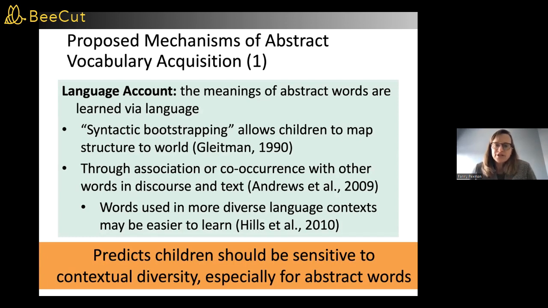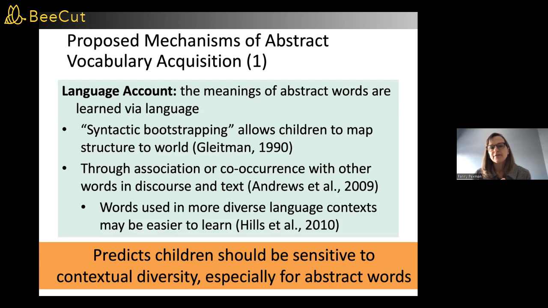That prediction is that children should be sensitive to contextual diversity. Contextual diversity is, in psycholinguistics, something you can characterize computationally, and it's essentially the notion that some words only occur in certain contexts. Physics terms, for instance, may only occur in physics textbooks, but other words, things like belt, occur in many contexts. So it's certainly related to perhaps a measure of ambiguity or polysemy, but it's something we can characterize.